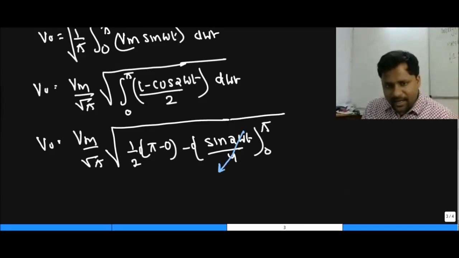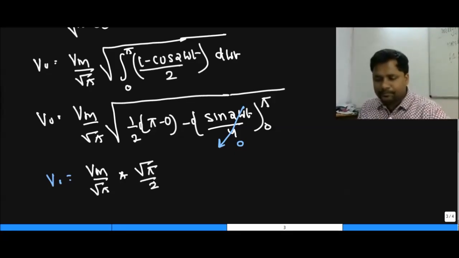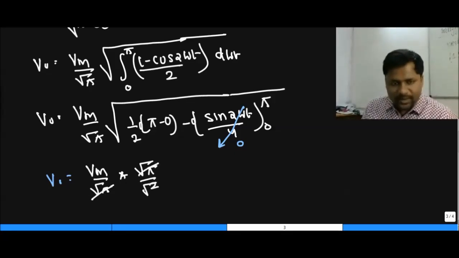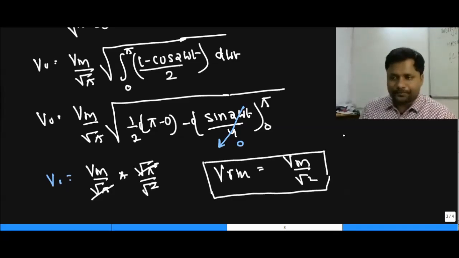Sin pi, sin 2 pi, sin 3 pi, all the sin components are 0, and sin 0. So the resultant output that we are getting is V0 equals Vm over root pi multiplied by root pi divided by root 2. Root pi is cancelled out. So we can say that VRMS equals Vm upon root 2. In a full wave converter, we are obtaining Vrms equals Vm upon root 2. So this is the expression for the average output voltage and the RMS output voltage.